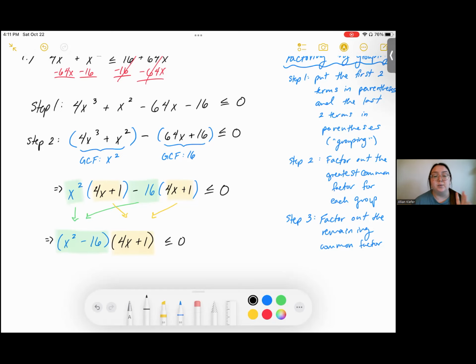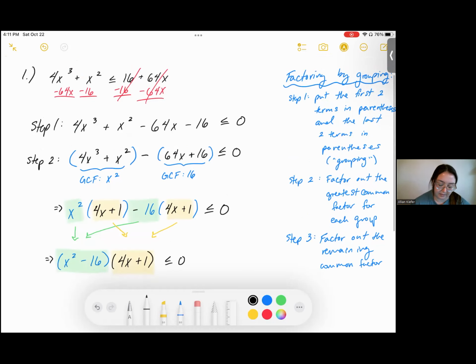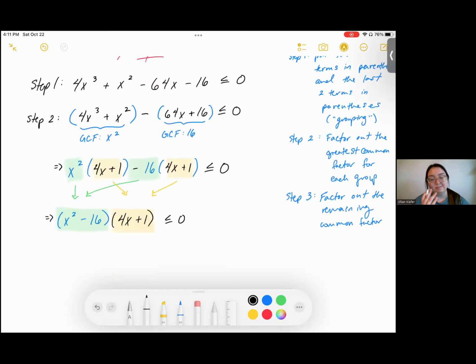We're not quite done though. We're going to simplify further, but that is how you would do factoring by grouping. So that is a new technique that you can now use for solving polynomials of degree 3. So, all right, now that we've done that, we're going to go ahead, we're going to factor x squared minus 16 further.